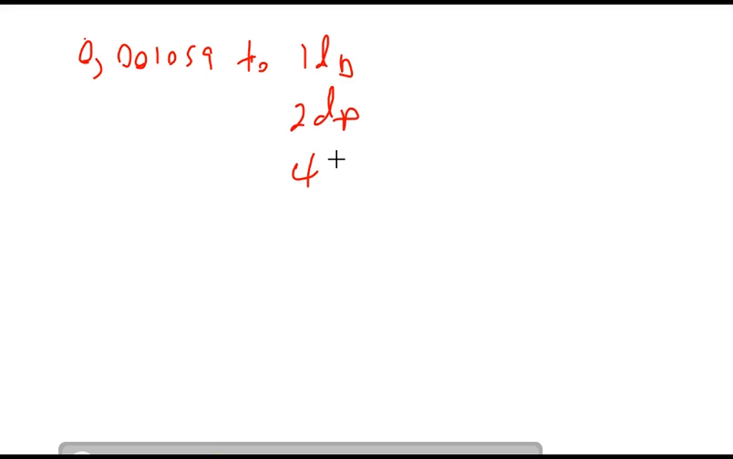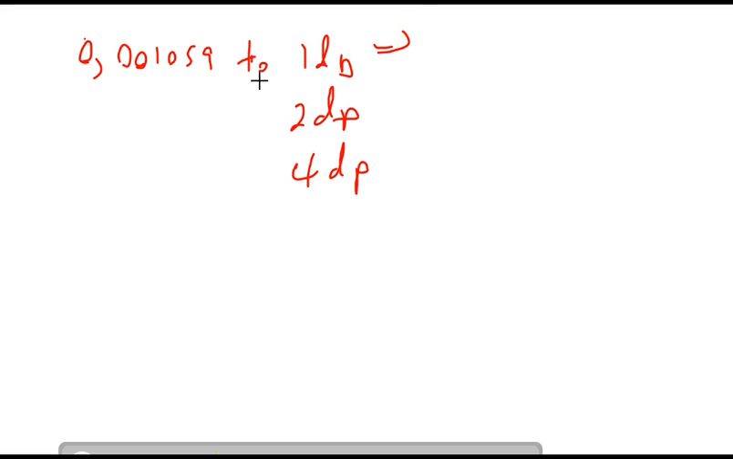We're going to look at significant figures, decimal places, and standard form. Okay, decimal places are easy. For example, if I have 0.00159, let's say if I say to one decimal place, to two decimal places, to four decimal places.